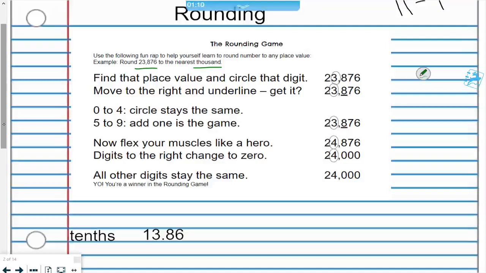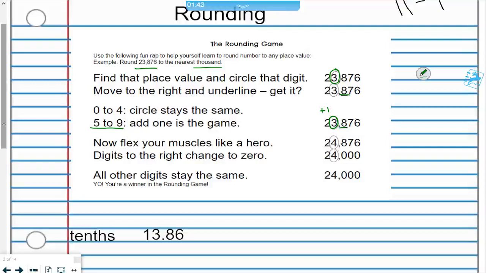Find that place value and circle the digit. So we're looking for the thousands place. Okay. Next step, move to the right and underline. Get it? So we have an 8. Now, here's where our choices come in. 0 to 4, the circle stays the same. 5 to 9, add 1 is the game. Well, we know we have an 8. This is our circle, so we are going to add 1, because 8 comes between 5 and 9.